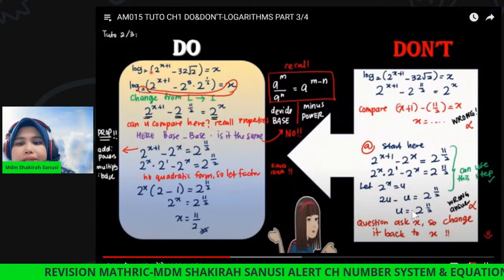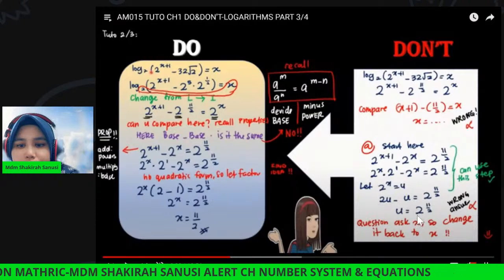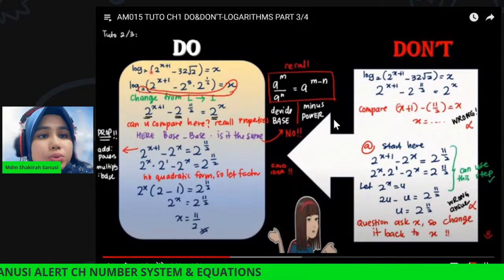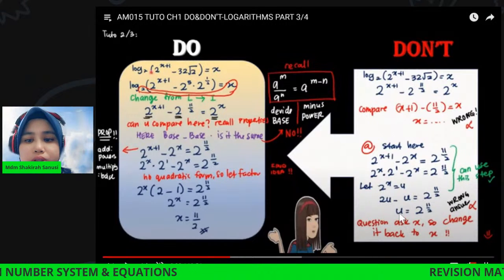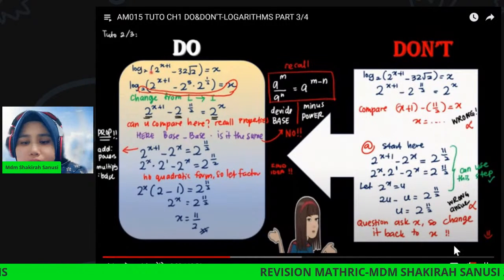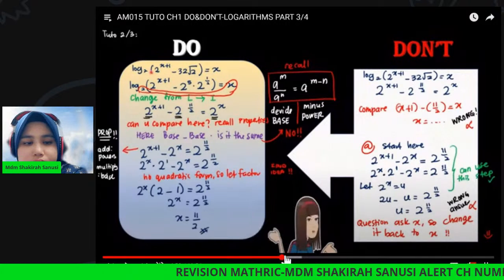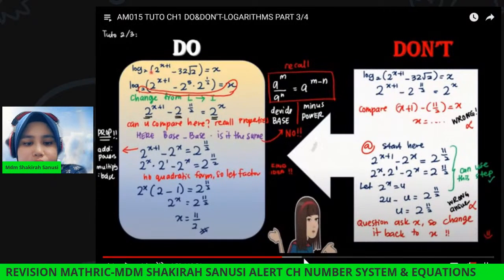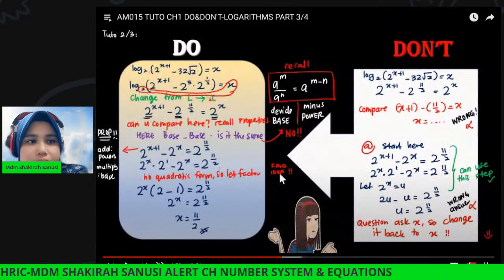Dia biar jawapan dia dalam bentuk U equal to 2 power of 11 over 2. Soalan tak tanya U, soalan tanya X value. So sepatutnya U kat sini dia tukar balik kepada 2 power of X. Okay, so good. This is very nice example for you to alert during this last minute revision.